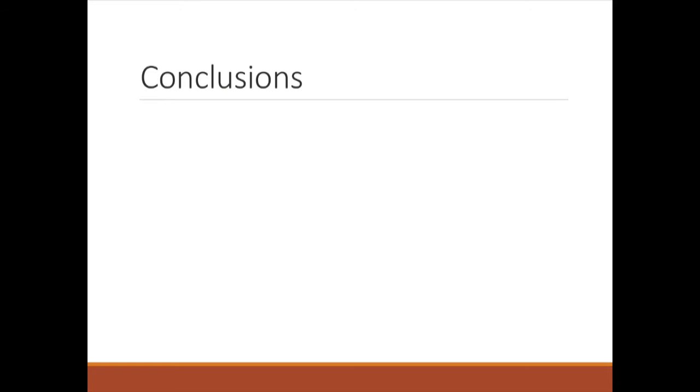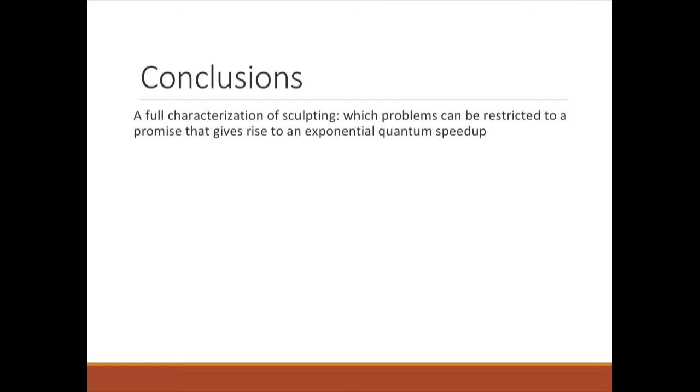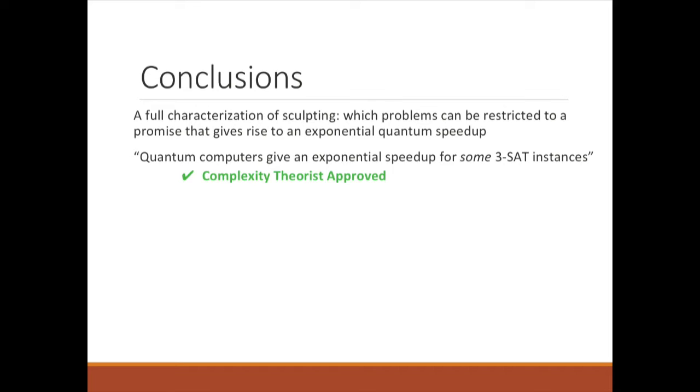So just to conclude, we gave a full characterization of sculpting in the query model. We wanted to say something like this: quantum computers give an exponential speedup for some 3SAT instances. This is now complexity theorist approved, or at least I'm going to say it is. Scott's not here, don't tell him I said this. Actually, this is fine. It's just that the word "some" is doing a lot of work. The "some" is going to be particularly artificial 3SAT instances, not any that come up naturally. And then we showed most Boolean functions are sculptable.